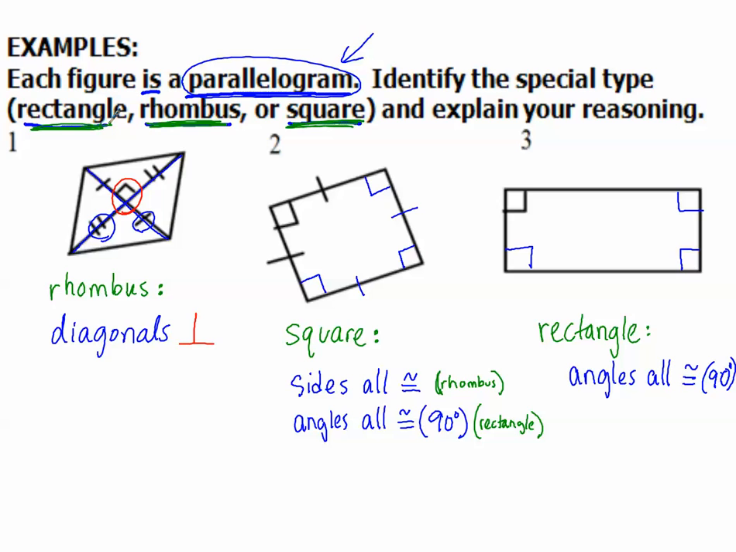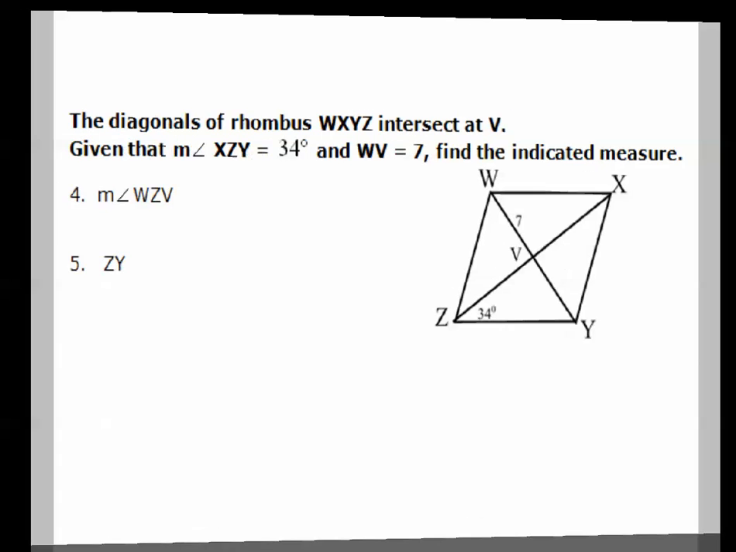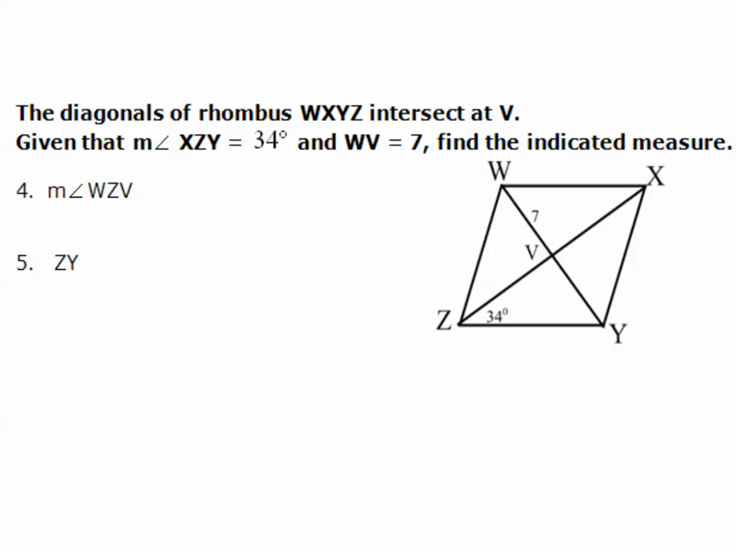Let's take a look at how to solve problems once we already know what type of parallelogram we're looking at. The diagonals of rhombus WXYZ intersect at point V. Given that the measure of angle XZY equals 34 degrees, and WV equals 7, find the indicated measure.